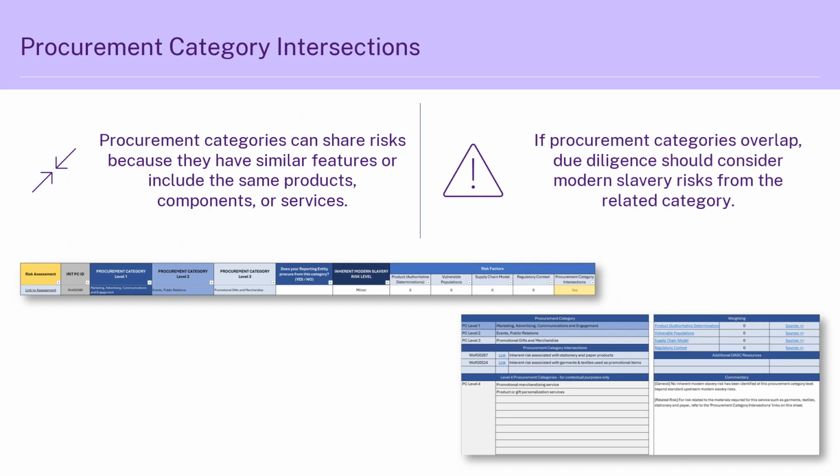Procurement categories can share risk because they have similar features or include the same products, components, or services. Where this occurs, procurement category intersections have been highlighted. In this example, an intersection has been identified on the Inherent Risk Identification sheet. In the risk assessment, links have been provided to the intersecting categories, and additional commentary has also been added. If procurement categories overlap, due diligence should include modern slavery risks from the related category.